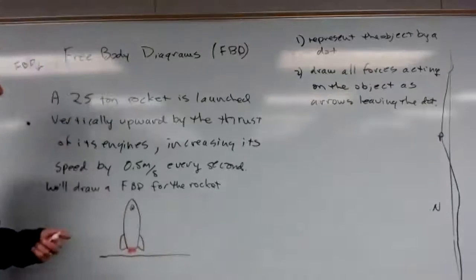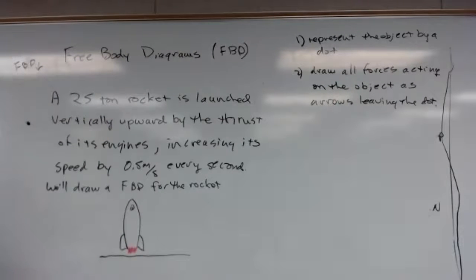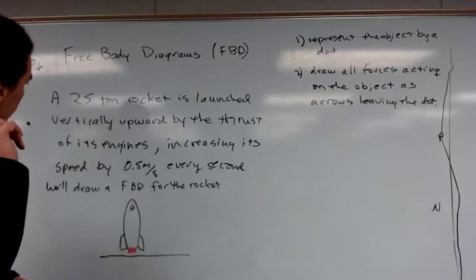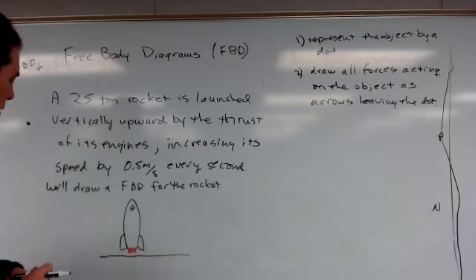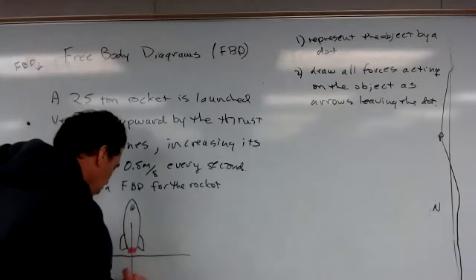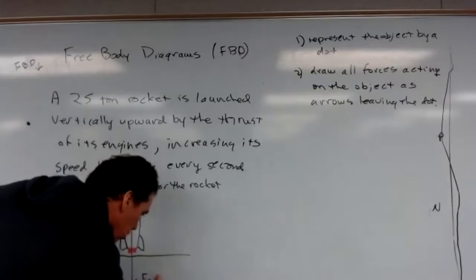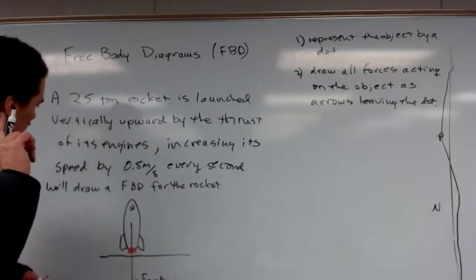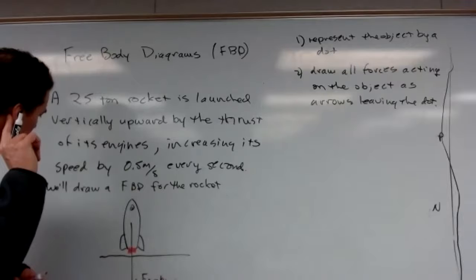So step 2 is draw the forces acting on the object as arrows leaving the dot, right? And so let's start with this picture and let's just identify, somebody tell me a force that's acting on the object. What's a force that's acting on my rocket? Any force. Gravity. Yeah, thank you, gravity. So the force of gravity is the mass of the rocket times g. What's another one?